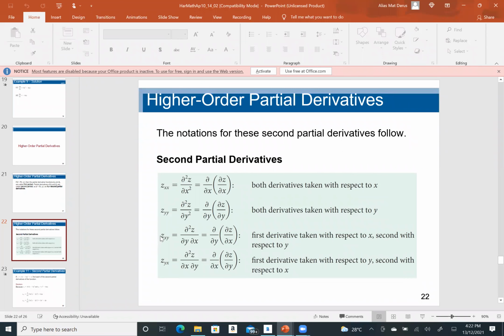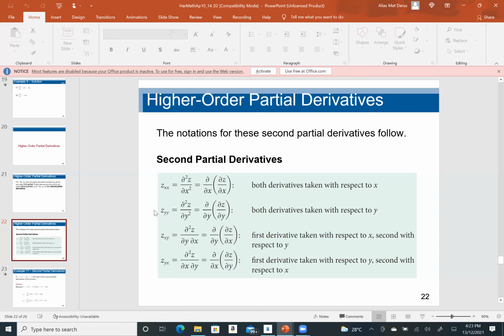Now, that function fx or zx also depends on y. So you can take the derivative of zx with respect to y. What do I get? I get zxy or fxy, or d2z dy dx. Don't worry about this notation. Now zy or fy, I can take the derivative with respect to y, so you get zyy, fyy. And it's also a function of x, so I can take the derivative of zy with respect to x. So I get zyx or fyx.